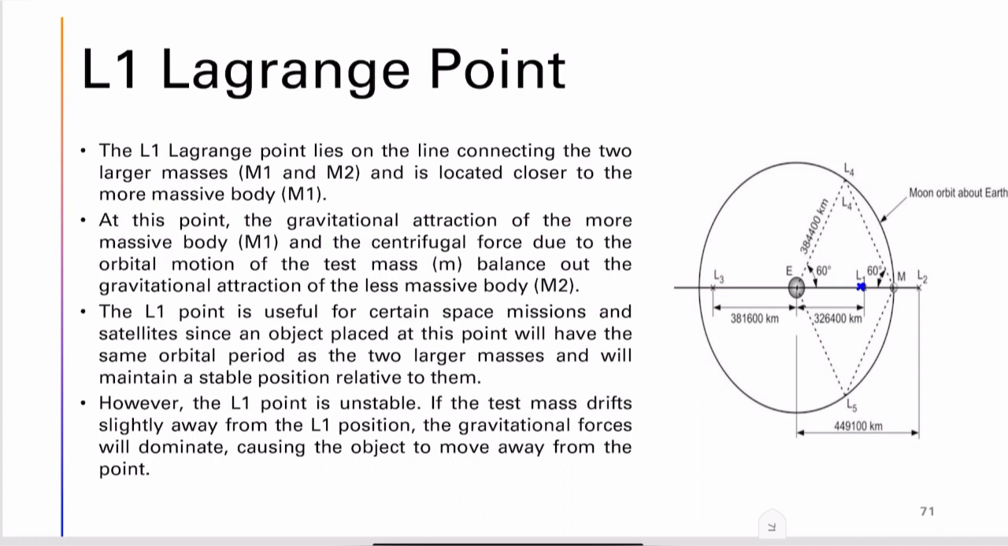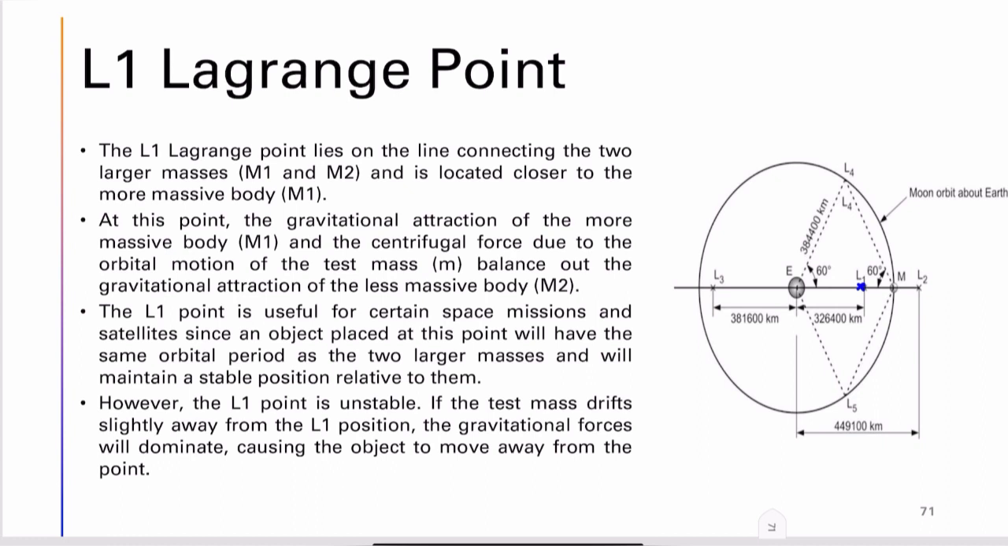However, the L1 point is unstable. The test mass drifts slightly away from the L1 position. The gravitational force will dominate, causing the object to move away from the point. Of course, both the centrifugal and the gravitational force compensate the gravitational force of the mass M2.